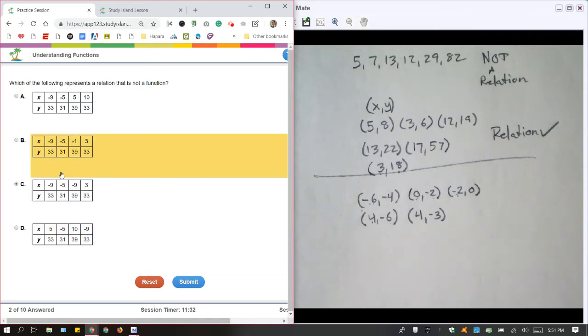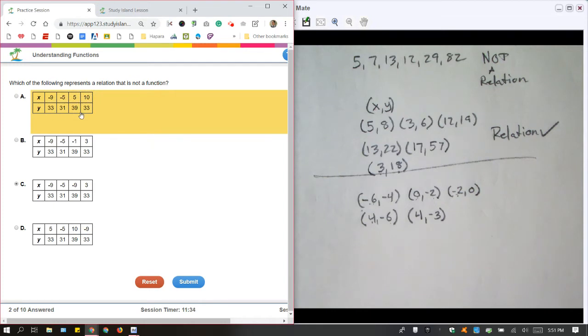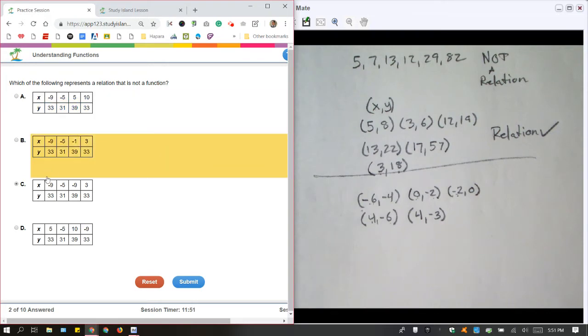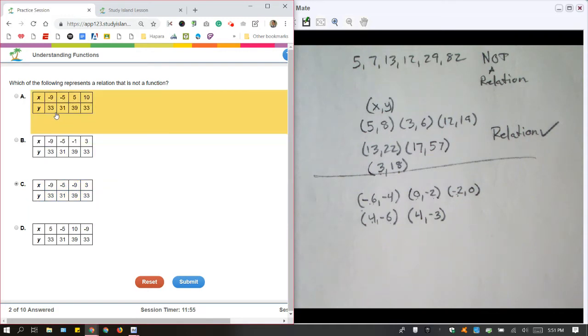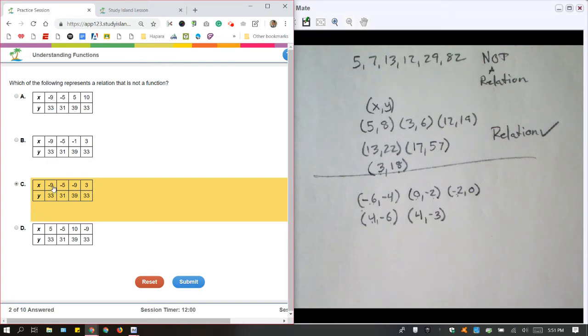Notice that I don't care that the Y values repeat themselves. It's okay for 2 different inputs to have the same output. So like -9 can correspond to 33, and so can 10. That's fine. 2 different inputs can have the same output, but you can't have one input have 2 different outputs. So again, this one's okay. All these other ones are okay. This is the one that's not a function because the X value, -9, shows up twice with 2 different Y value outputs.